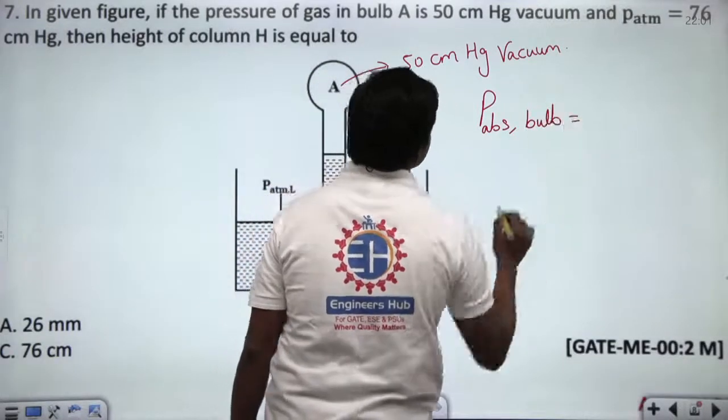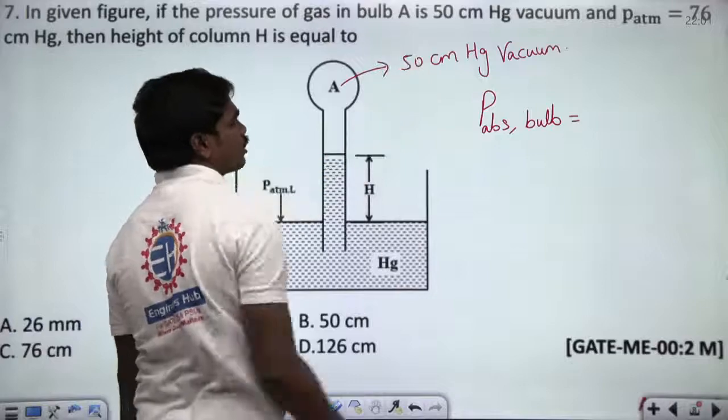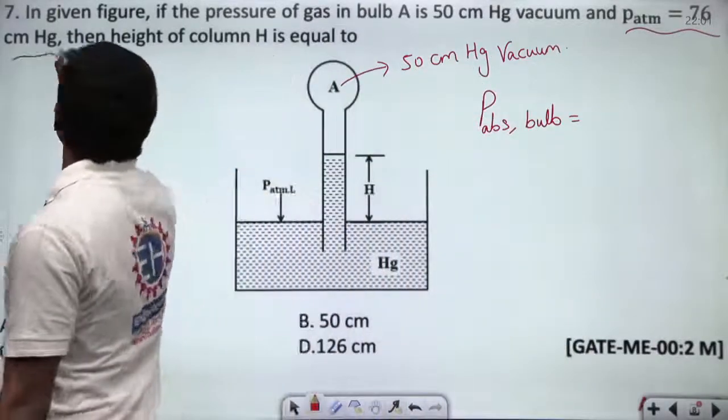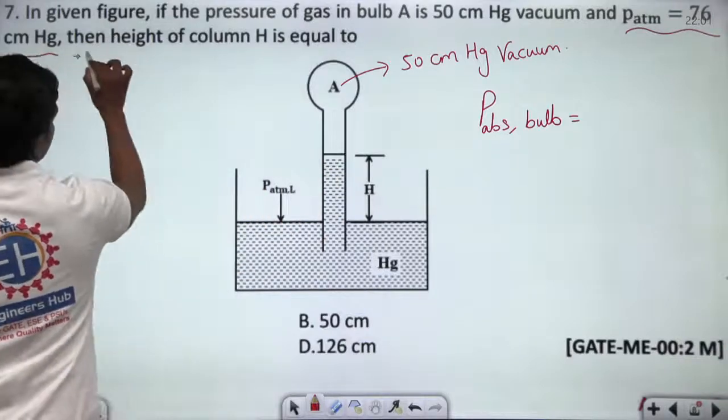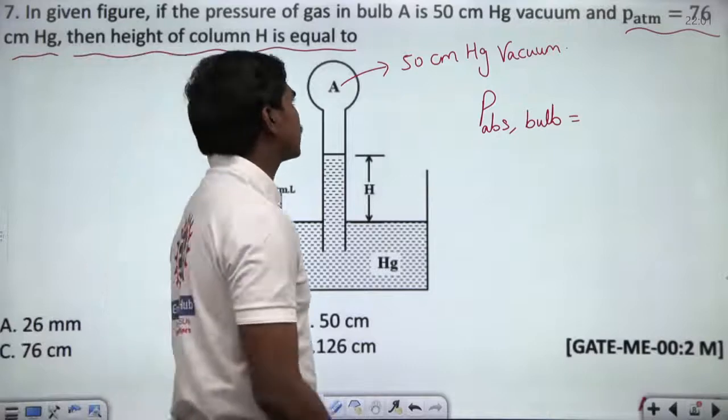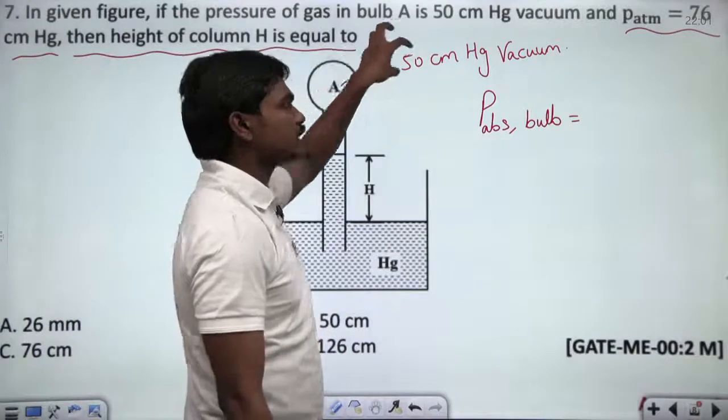P absolute is how much? It is given 50 centimeters Hg vacuum, but you know atmospheric pressure is 76 centimeters of Hg. Then the height of the column H is equal to... Can anyone tell me the answer? See, this is given 50 centimeters of Hg vacuum.